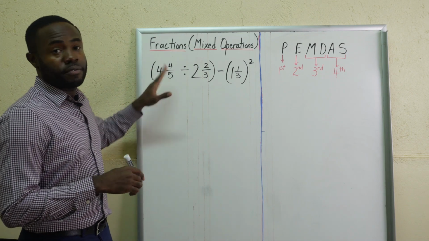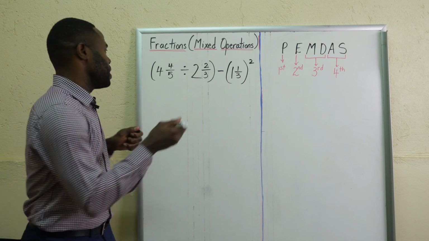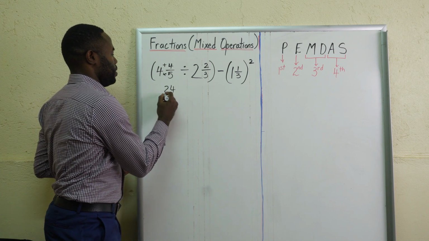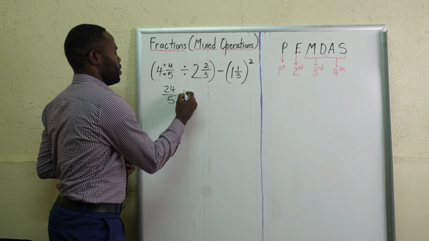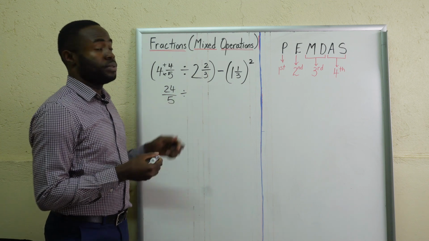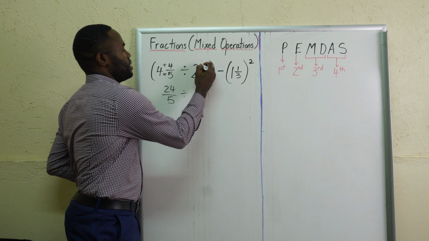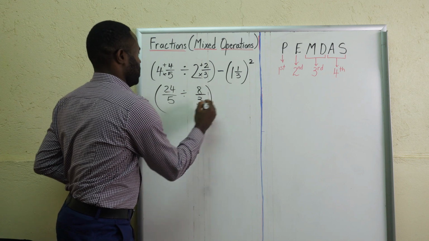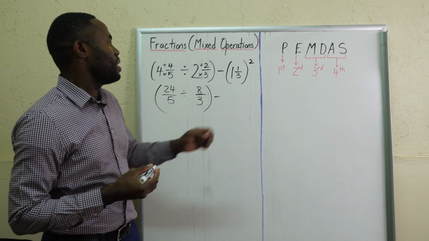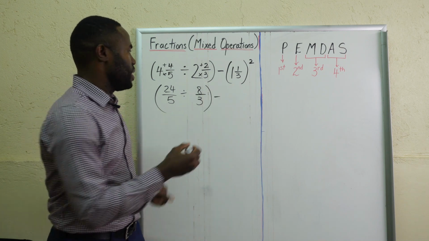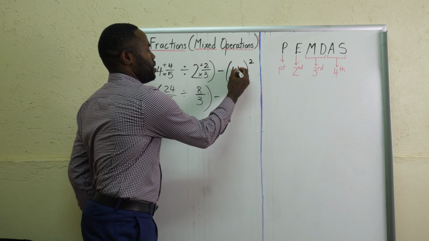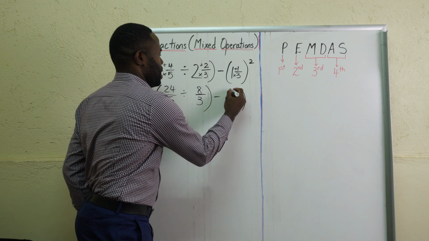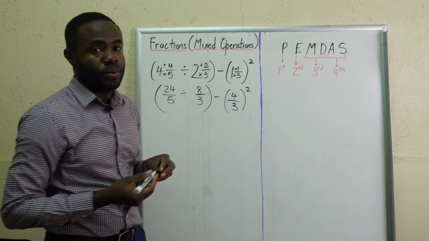All right, so we have 4 and 4 fifths. That is 5 times 4, 20. And then we add 20 to 4, which will give us 24 over 5. Then put back our division. Next, we convert 2 and 2/3. So 3 times 2, that's 6. 6 plus 2, that's 8 over 3. Put back your bracket. Put back your subtraction. And then in this bracket, we have 1 and a third. So it's going to be 3 times 1, 3 plus 1, 4. That's 4 over 3. And then put back our square.